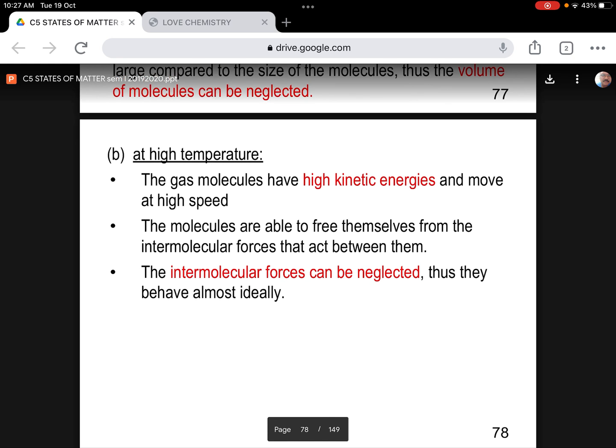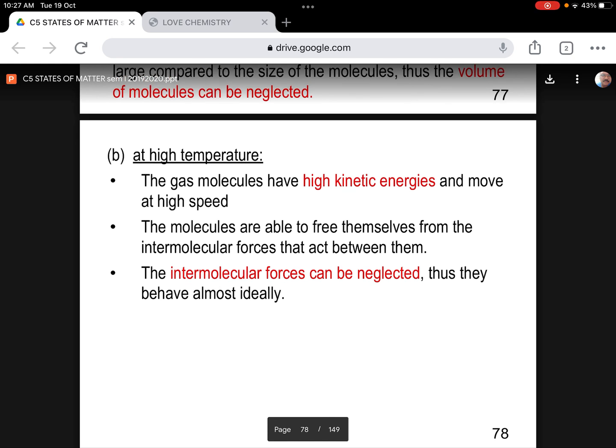Meanwhile, at high temperature, gas molecules have high kinetic energies and move at high velocity. The molecules are able to free themselves from intermolecular forces that act between them because they are moving at a very high speed. Thus, the intermolecular forces become insignificant, or we can neglect the intermolecular forces. At this moment, real gas behave almost ideally.